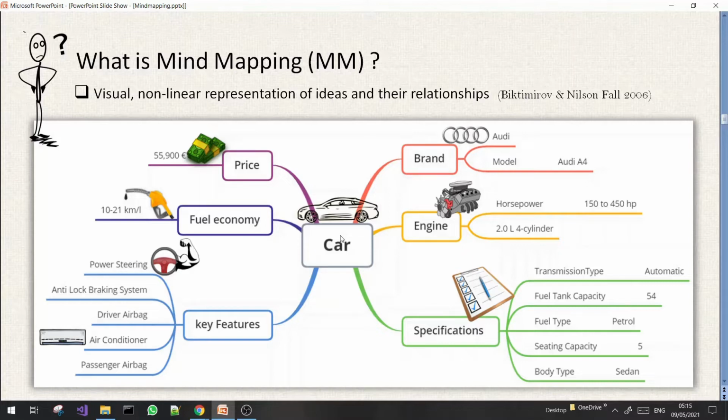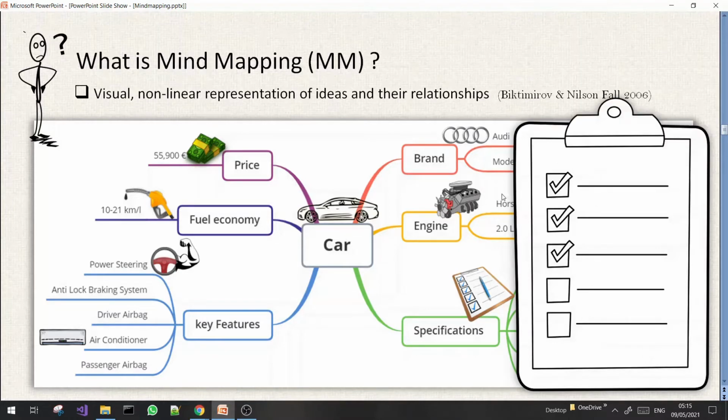Mind mapping is a very handy tool for the brain. For example, imagine we are sitting in the classroom and making notes in the form of a list, which is very hard for the brain to remember because there is no connection between these points, and the human brain always tries to connect or recall information through connections. And most importantly, the brain doesn't work in linear format.